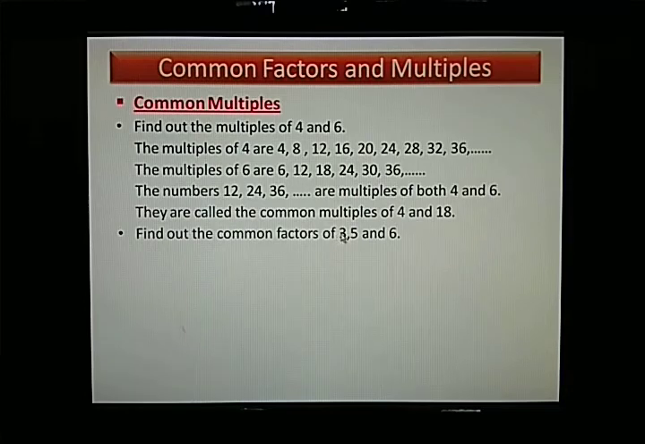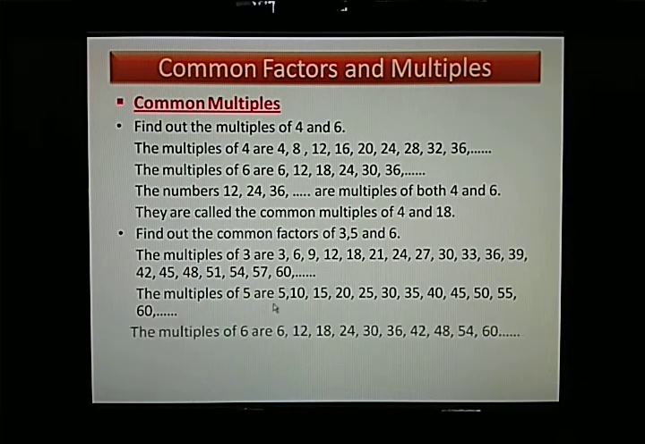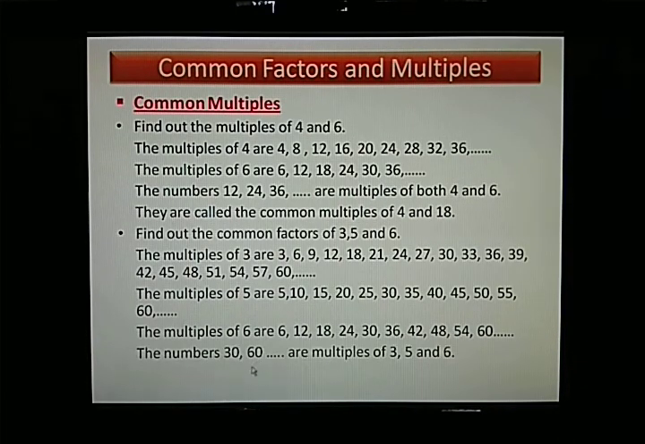Not only in the case of 2 numbers, it can be in the case of 3 numbers as well: 3, 5 and 6. Here also you can see there are a lot of multiples, but among these multiples only the numbers 30 and 60 till now, and there are more numbers which are the multiples of 3, 5 and 6. So you have to check which are the multiples that are common in all the cases. Only then we can say they are the common multiples.